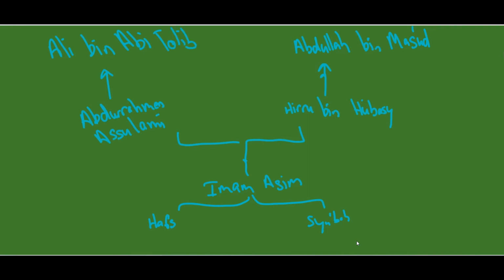Karamallahu wajhah. You get what I mean? Abdul Rahman As-Sulami, he is the student and a tabi'in, student of Sayyidina Ali bin Abi Talib. He takes his recitation skill, or his sanad, from who? Sayyidina Ali bin Abi Talib. Whereas for Hiro bin Hubaysh, he takes his recitation from who? Abdullah bin Mas'ud. Now, Imam Asim, he takes his recitation from both these two great scholars.